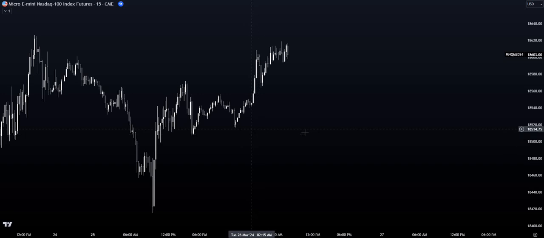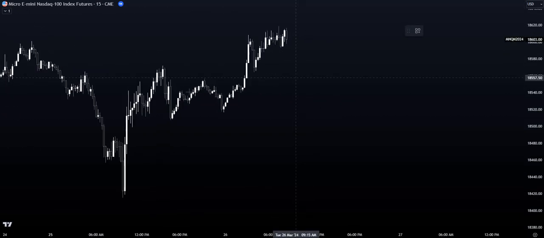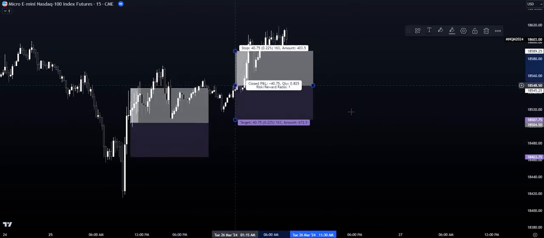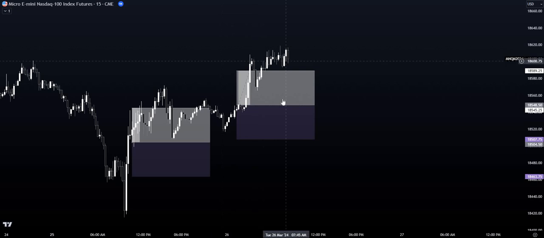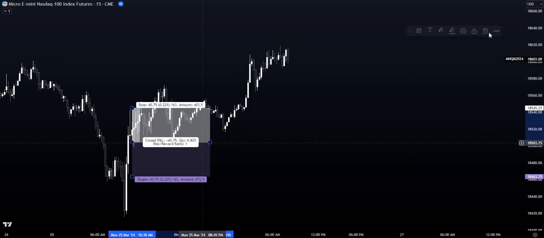Now, when you trade, you're going to endure some losses. So, imagine you took a short here, took a short here, and both got stopped out, right? Both of these trades got shorted and both of them got stopped out.